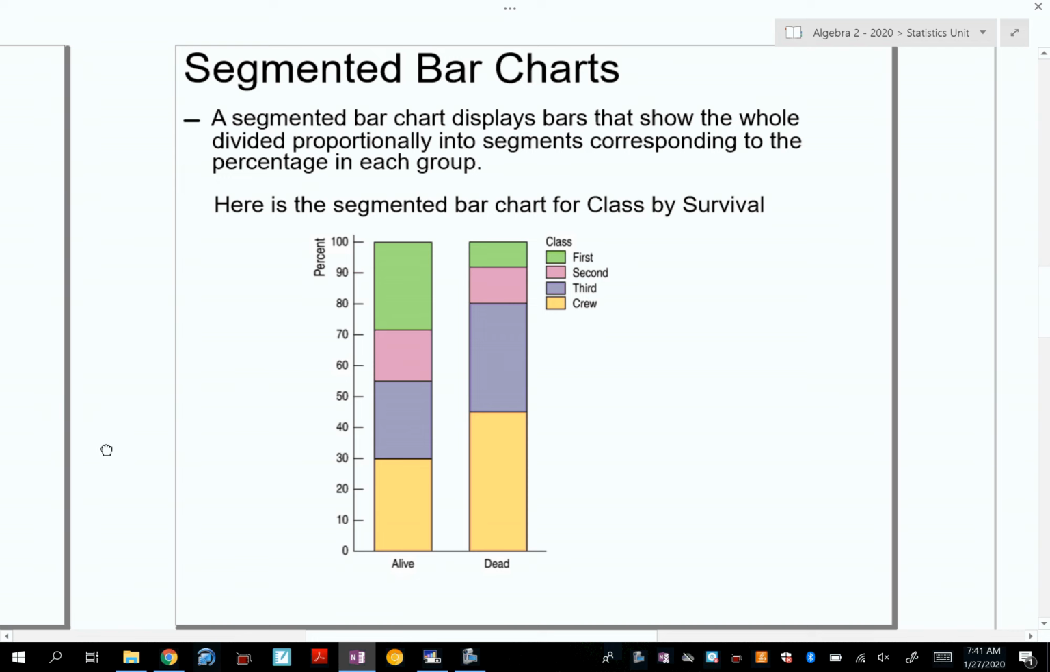And if you had a third class or crew ticket, or I guess crew didn't have a ticket, if you're working it, you're more likely to have died. I mean, look at that percentage for dead. Over 80% of those that died were third class or crew. Now, you're not going to have to do that for the SAT, but it will be something you do in statistics if you take that course. Okay, so let's try some problems.